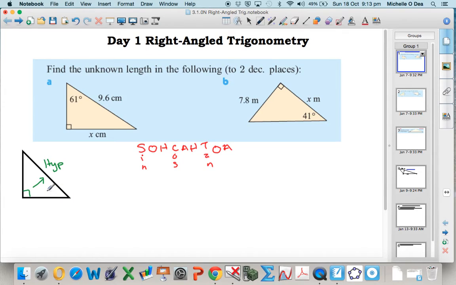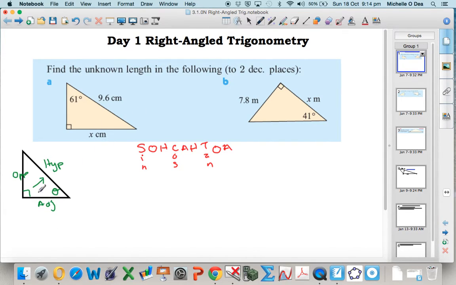Now if we have any angle, let's say we use this angle, we'll call it theta. Theta is just a Greek letter. You can use X or any letter you like. And the other two sides are named according to their relationship with the angle. So in this particular triangle here, this is opposite theta. Okay, opposite. And then the one next to the angle is called the adjacent side.